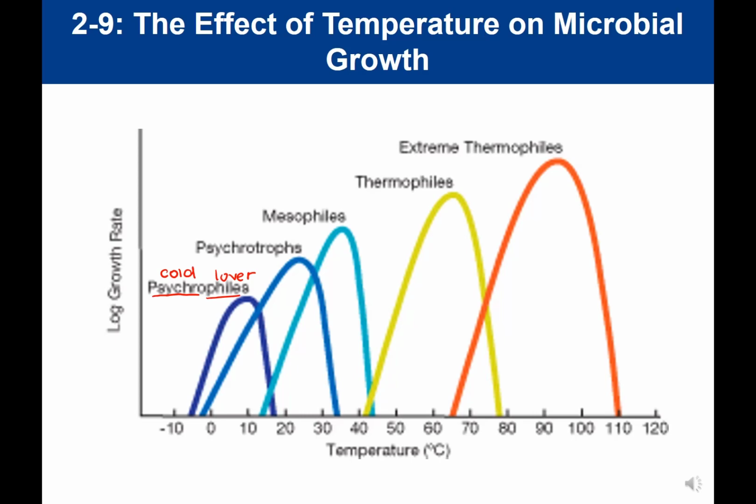Now, if we call an organism a psychrotroph, psychro is cold, troph is eater.